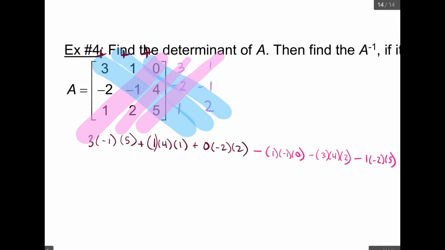Okay, cool. Wait, hold on. What's wrong? Are you okay, Dylan? -2 and -1. Did I make a mistake? I don't know. No, you're good.